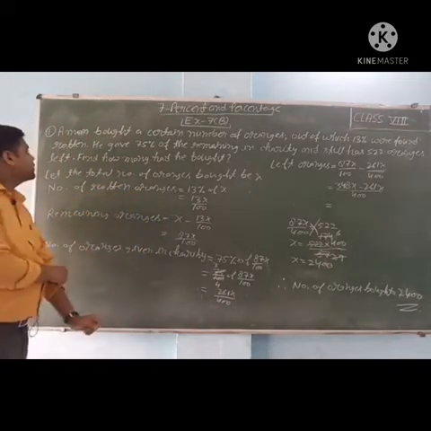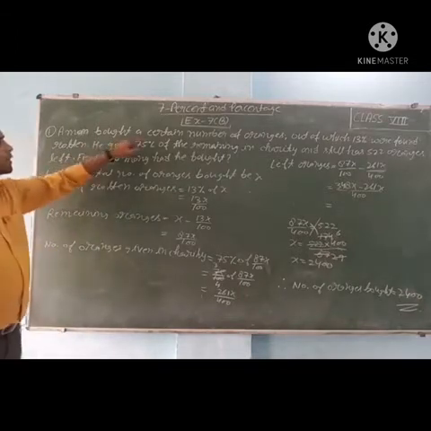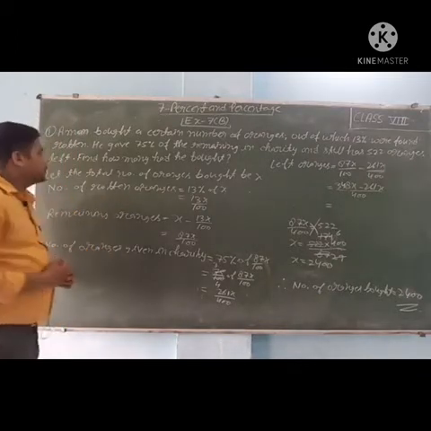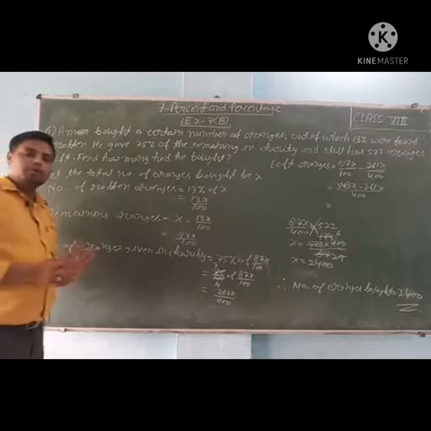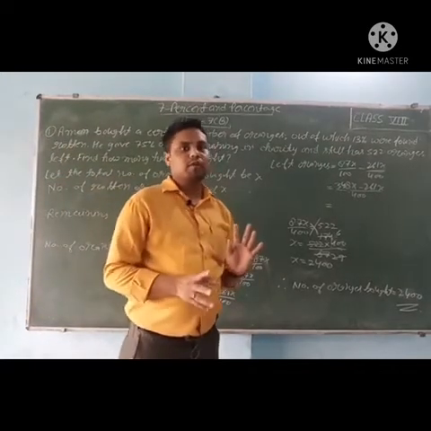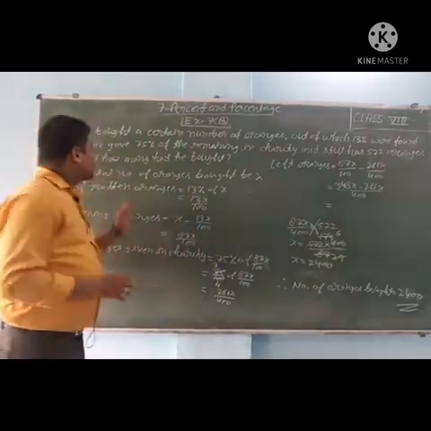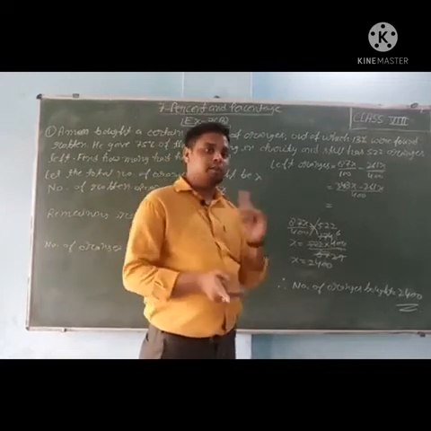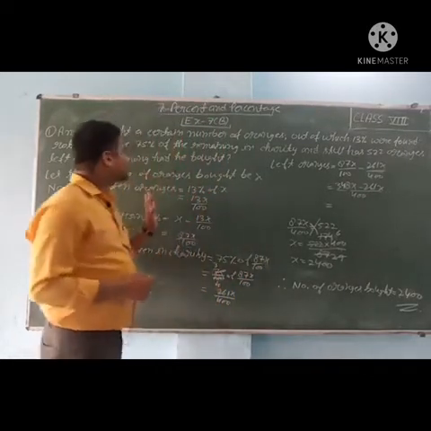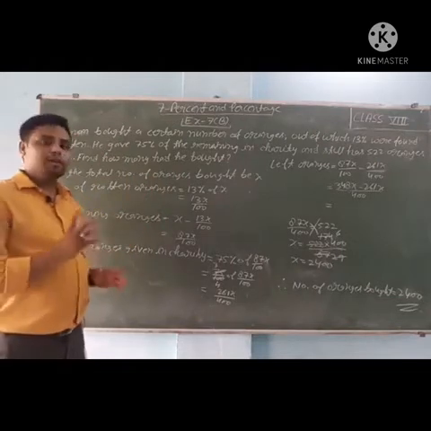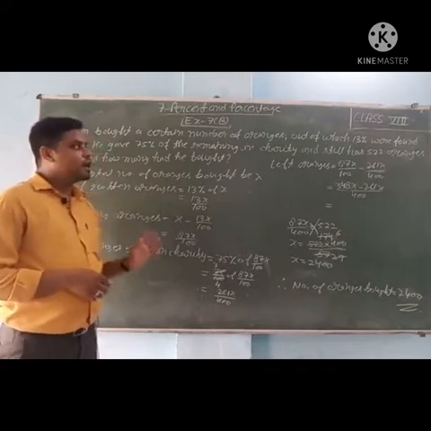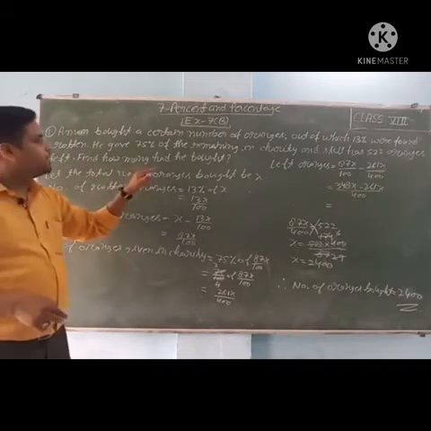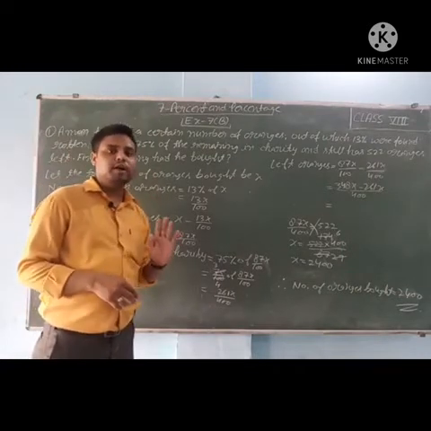In 7b, the first word problem is: a man bought a certain number of oranges, out of which 13% were found rotten. A man purchased a total number of oranges. In that total, 13% are rotten. He gave 75% of the remaining, after the rotten oranges, in charity, and after giving in charity he still has 522 oranges left. So find how many he had bought, how many he had purchased in the beginning.